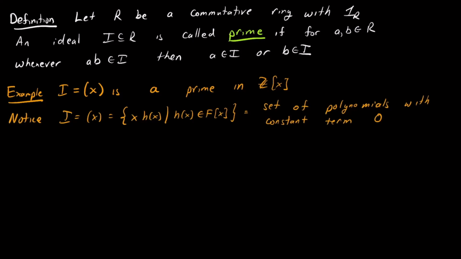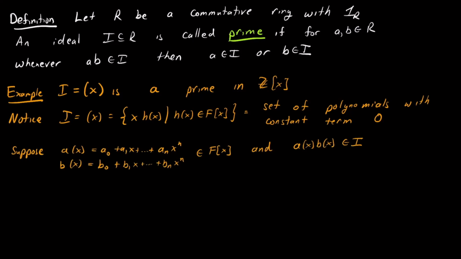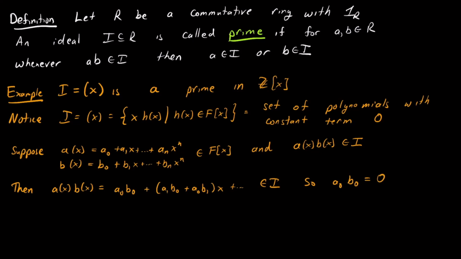Okay, so with that insight, we can begin our proof. So I'm going to suppose I have two polynomials, a(x) and b(x), and I'm going to suppose that their product is an element of I. Okay, well, then, what do I know? I know that a(x) times b(x), if I compute what this polynomial looks like, it's going to be a0 b0, plus the x term is going to be (a1 b0 + a0 b1) times x, plus so on and so forth, is an element of I. Well, what does that tell me? So I know that a0 times b0 is equal to 0, right? I'm an element of I if my constant term is 0.